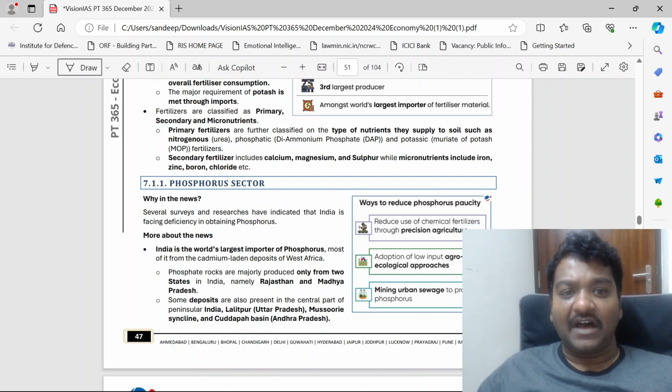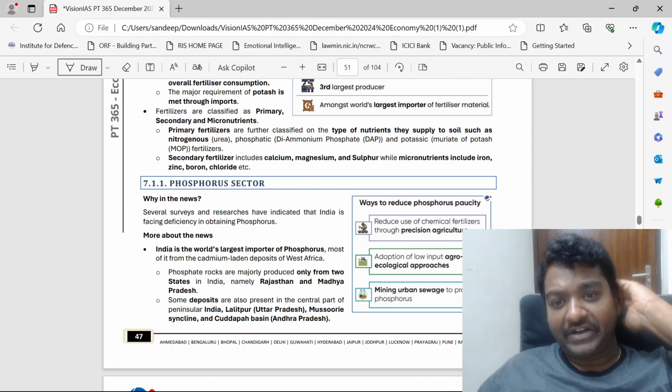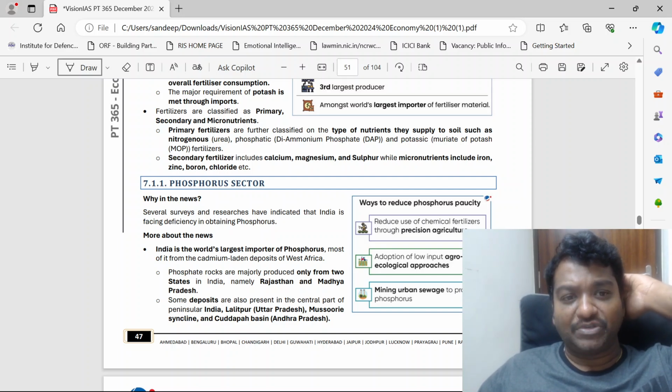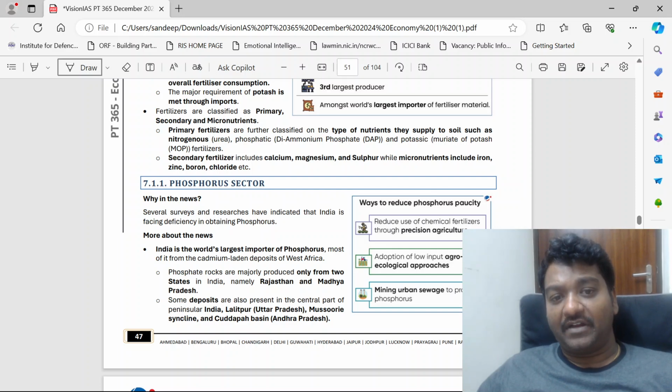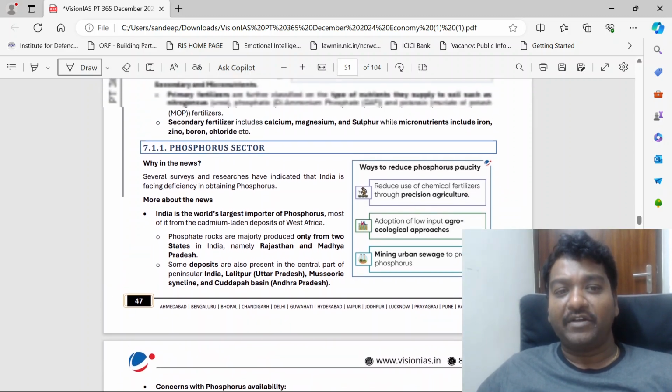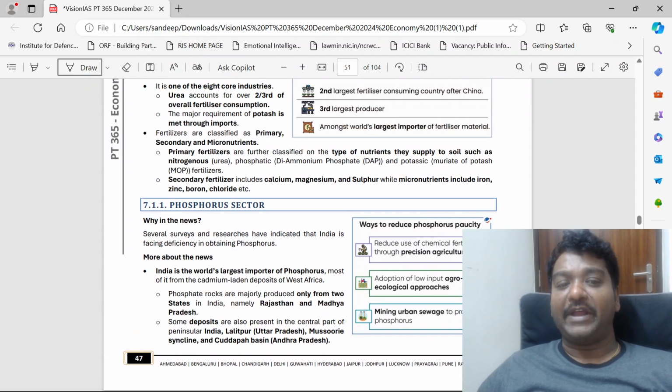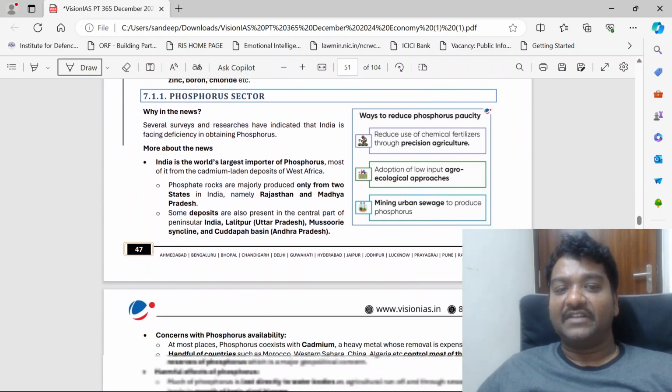Primary fertilizers, okay, this is very important. Primary fertilizers are types of nutrients they supply to soil, such as nitrogenous urea, phosphatic diammonium phosphate, potassic, okay, muriate of potash fertilizers. Secondary fertilizers include calcium, magnesium and sulfur, while micronutrients include iron, zinc, boron, chloride, etc. This is important, guys. Please see what all comes under primary fertilizers and secondary fertilizers.